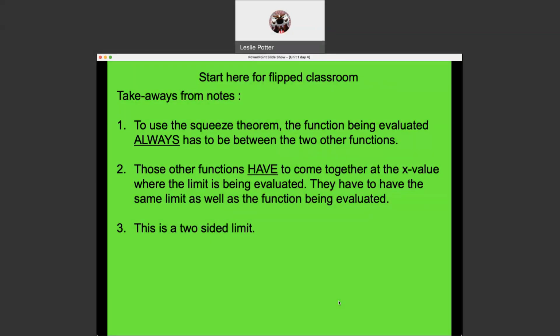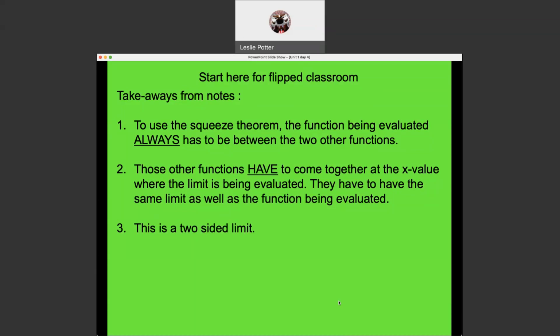So those other functions have to come together at the x value we're being evaluated. So they all come together at that same y value to evaluate the limit. So here's the visual, and I'll put this up on our word wall here, with the squeeze theorem, right? We got this top function, this bottom function, I don't know what they are, but we can squeeze this between there, then we can evaluate the limit right there because they all come together. Okay. So that'll go up on the word wall.